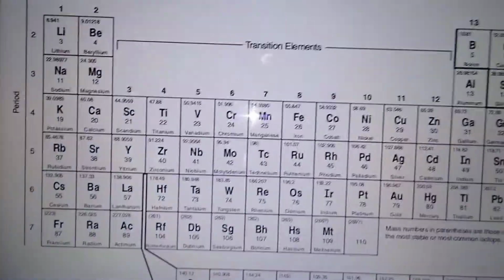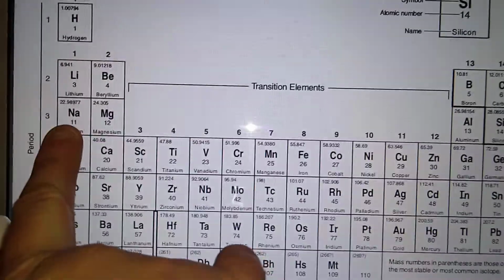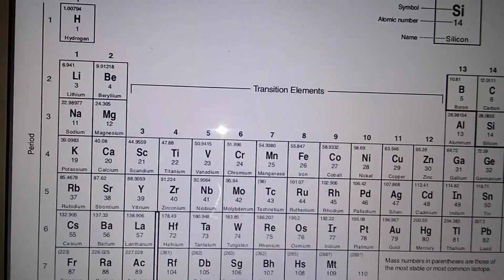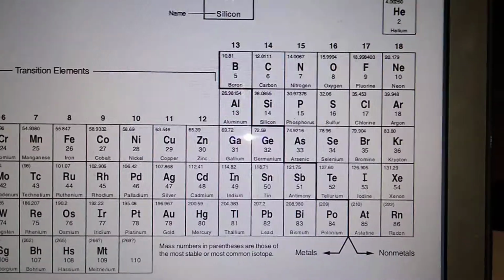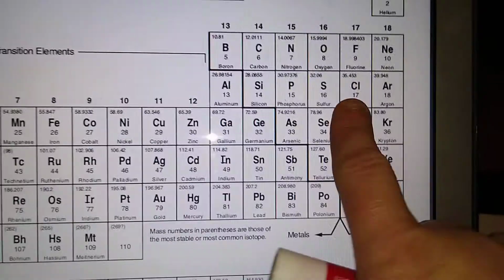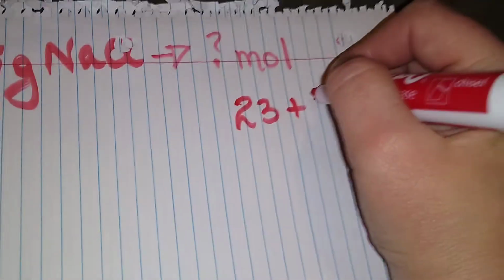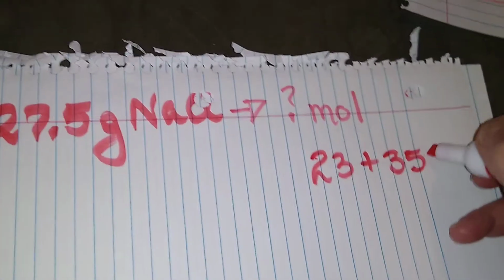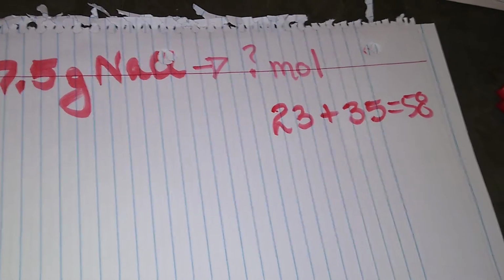So we're going to go to our periodic table again, and we're going to find sodium. Sodium is Na. All right, now when we round to the nearest whole number, we find that it's 23. All right, and then chlorine, when rounded, is 35. So we take 23 plus 35, which is 58. So the molar mass of sodium chloride is 58.